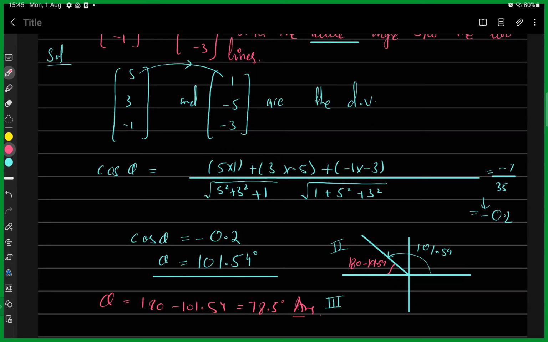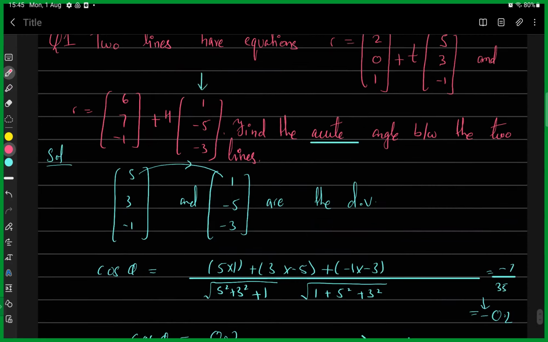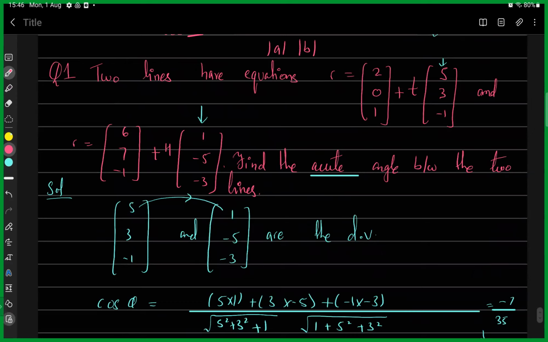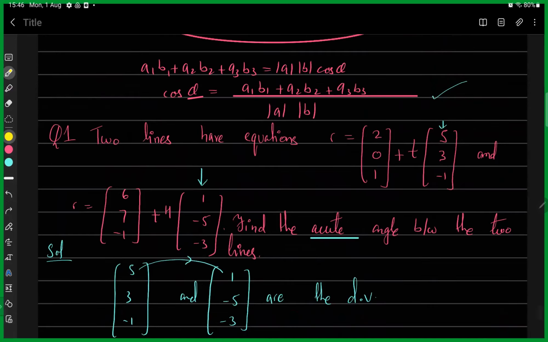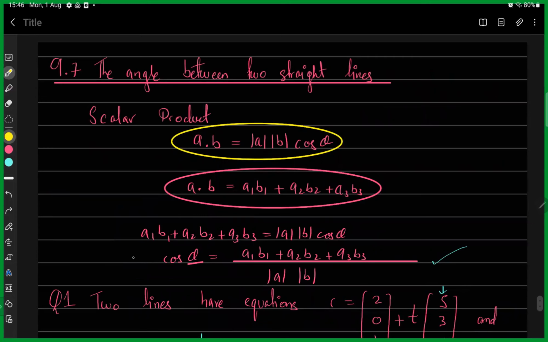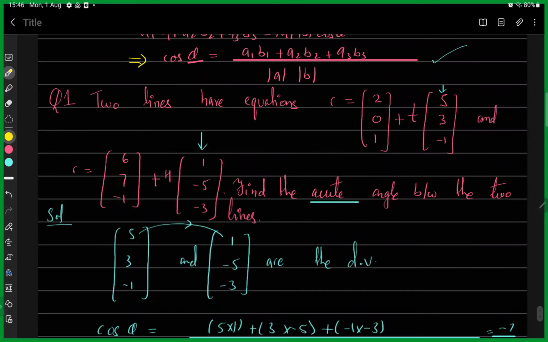Okay. All right. So in this lecture, we discussed the calculation of the angle between two lines, and this time around the two lines were given in vector form. So first of all you need to take out the direction vectors out of the two lines. It would be this one and this one, and using these two direction vectors we are going to apply the formula that we discussed in the beginning of this class right here.